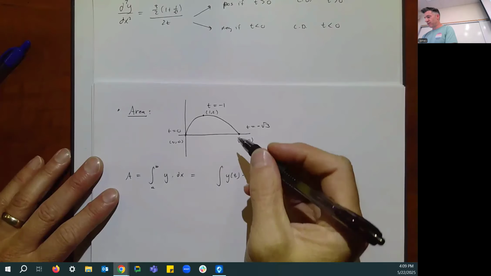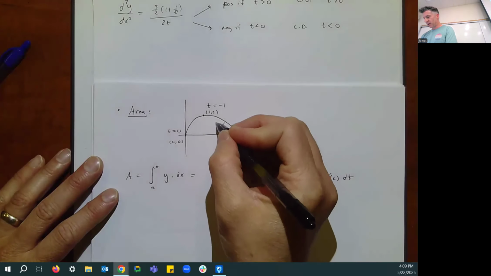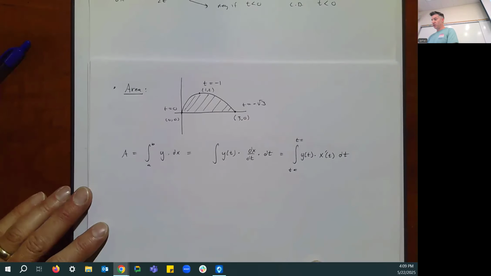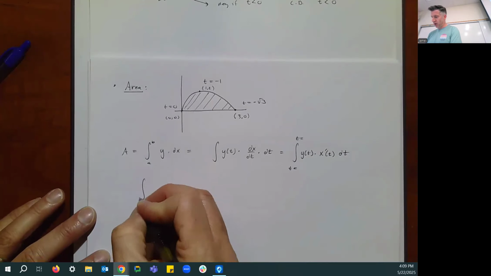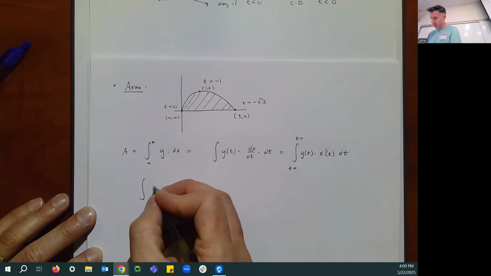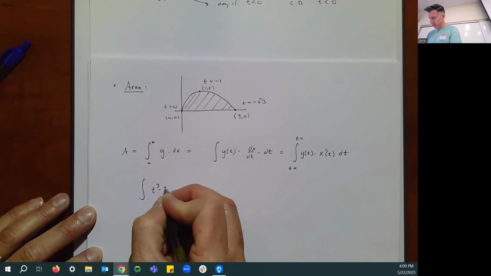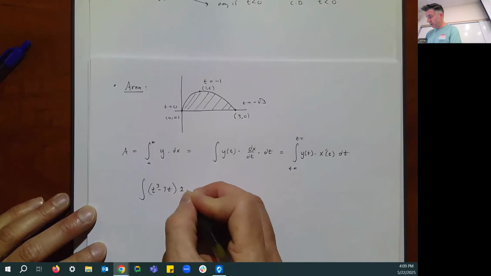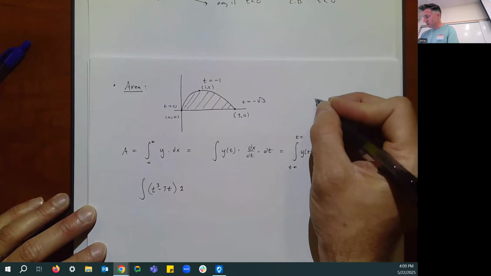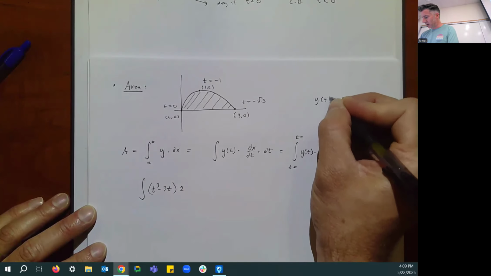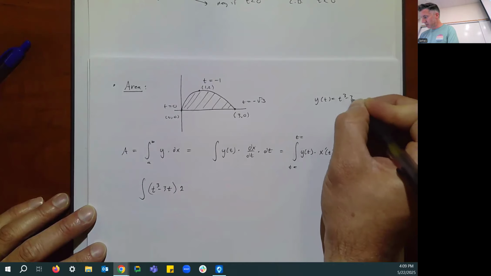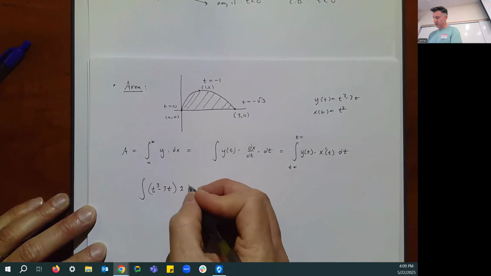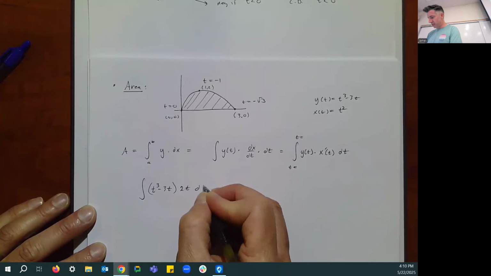So if I want to find this area here, which again I'm feeling pretty dicey about, to be perfectly honest, but we'll give it our best shot, it should be the integral of our y of t times our derivative of x. So maybe I should write them over here. y of t was t cubed minus 3t. x of t was t squared. So the derivative of that is going to be 2t times dt.